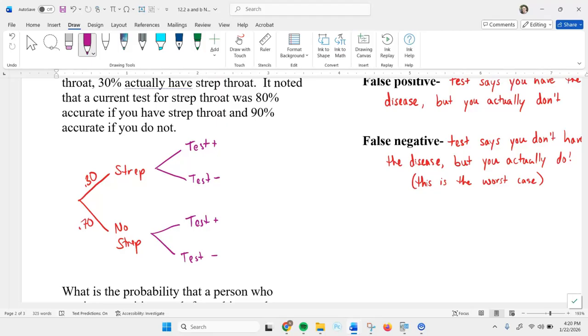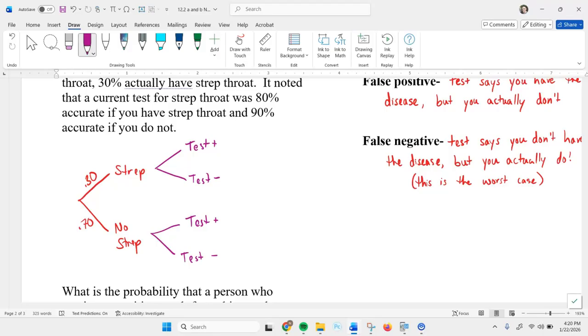So having strep and testing positive for strep, that means the test confirmed. Having strep but testing negative, that's what we talked about second there, that is a false negative because it's saying that they don't have strep but they actually do. And then going on the bottom branches there, so not having strep, testing negative for strep, well good, that means the test did what it was supposed to, but testing positive when you don't have strep, that is a false positive. So let's see how often that happens.